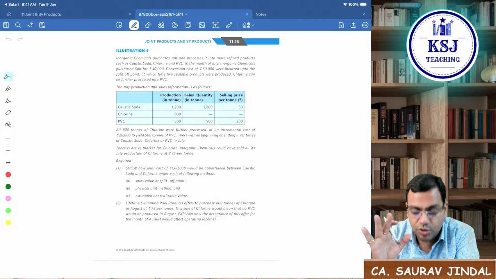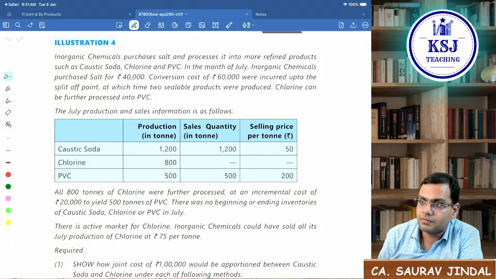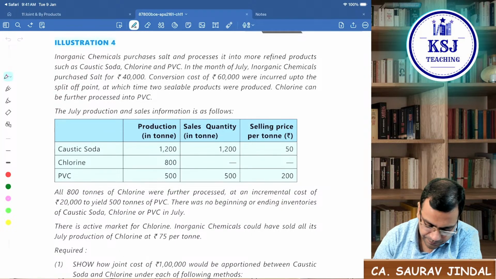If we talk about questions, illustration number 4 is important. So we'll take up this illustration number 4. The first 3 illustrations are very, very simple, very straightforward.